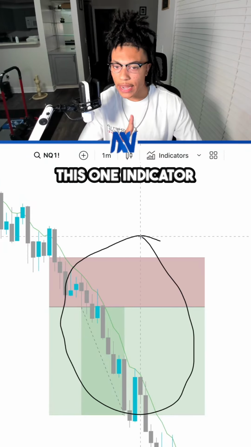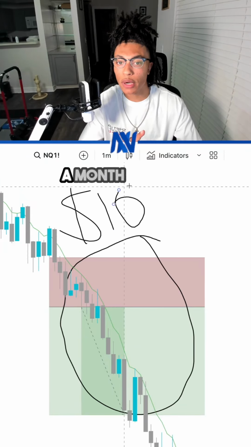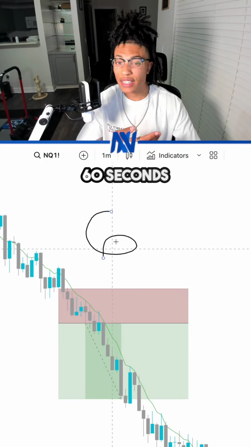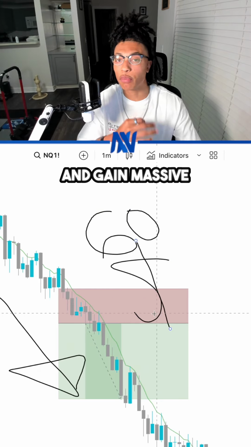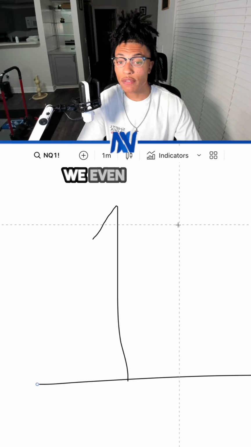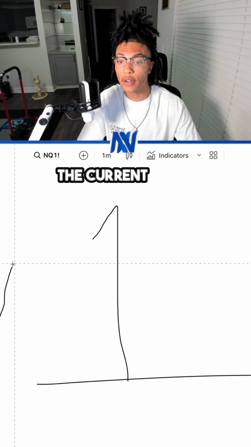This one indicator makes me $10,000 a month as a day trader. And in the next 60 seconds, I'm gonna show you exactly how you can use it to target trends and gain massive profits. Now, the first thing we need to do before we even use this indicator is find the current trend of the market.